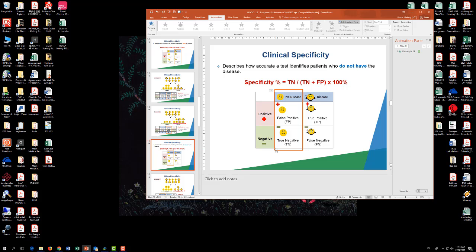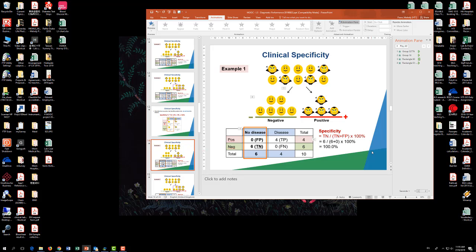It is used to describe how accurately a test can identify people who do not have the disease. It can be calculated from the true negative and the false positive cases. Take an example. In this case, all the normal people, all the healthy people, are counted as negative. So there are no false positives. That means the specificity of this test is 100%. Very good.